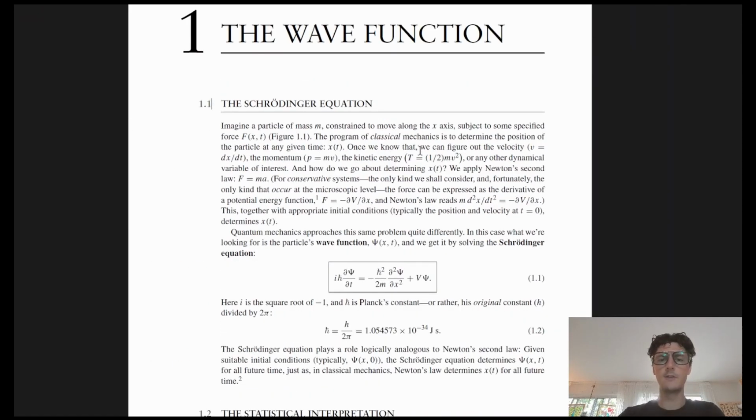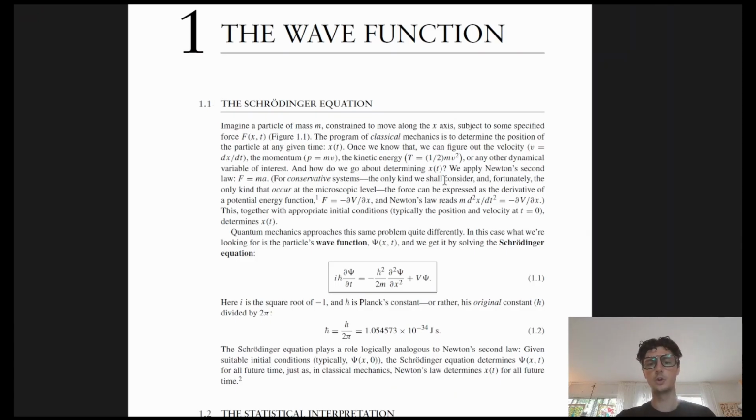The program of classical mechanics is to determine the position of the particle at any given time, x as a function of t. Once we know that, we can figure out the velocity, v equals the derivative of x with respect to t, dx by dt. The momentum, p, is equal to m times velocity. The kinetic energy, T, is equal to 1/2 mass times velocity squared, or any other dynamical variable of interest.